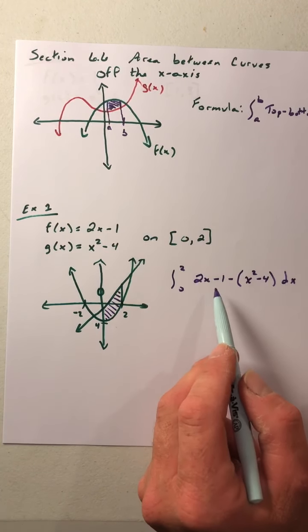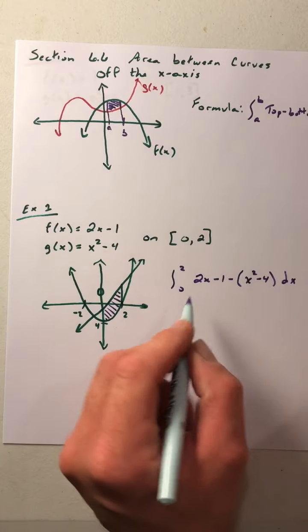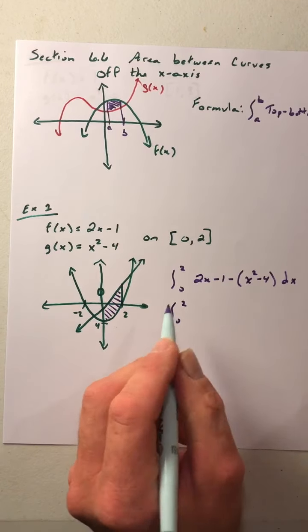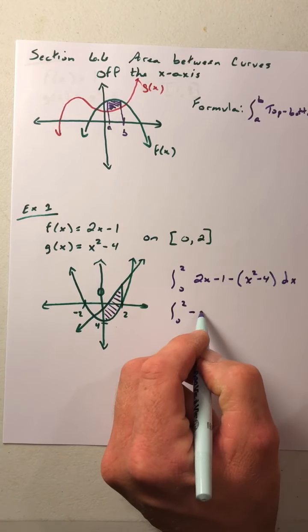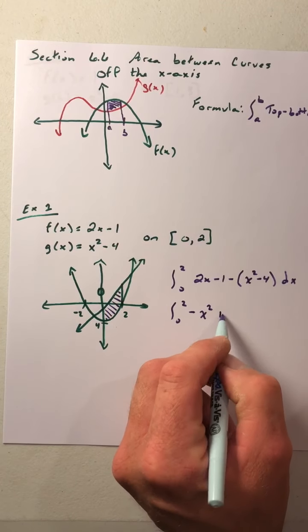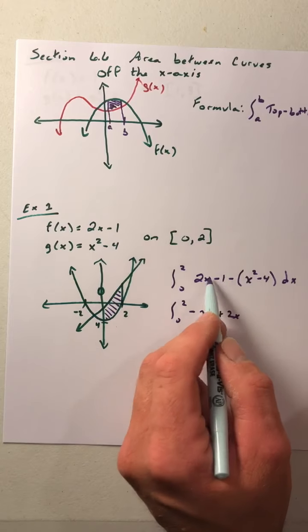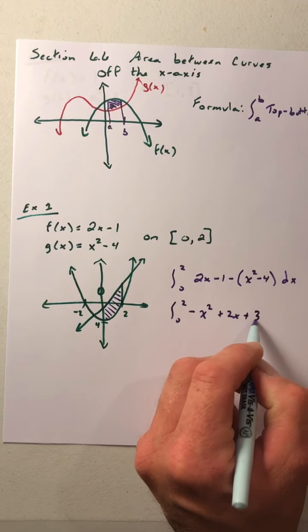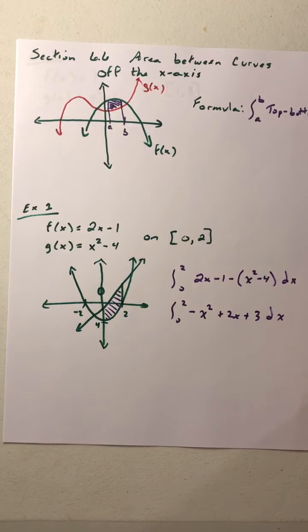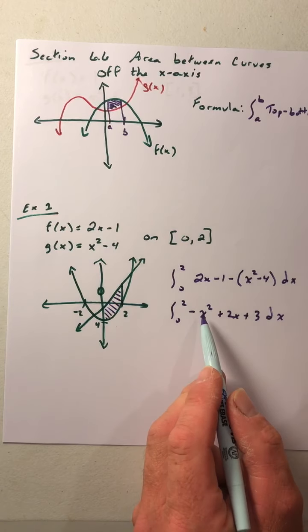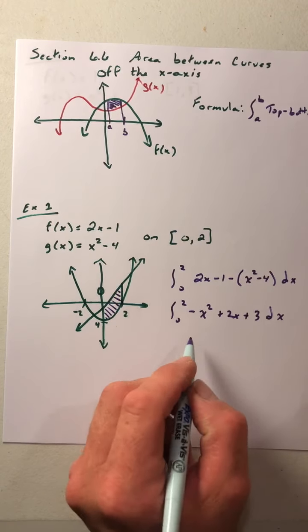What I would suggest is that we go ahead and clean up this integrand before we start integrating. So we're going to go from 0 to 2. That cleanup is going to be negative x squared plus 2x. We're going to multiply the negative through as well, so we get a positive 4 minus 1, which gives us a positive 3, dx. Now this is a simple integration.